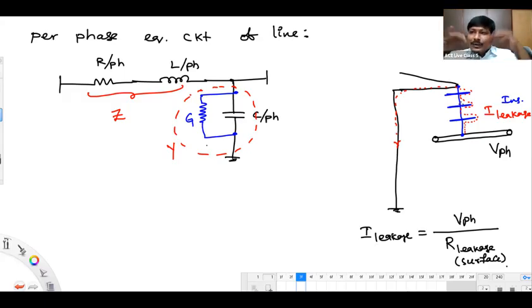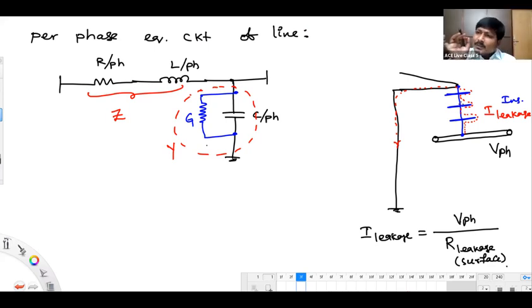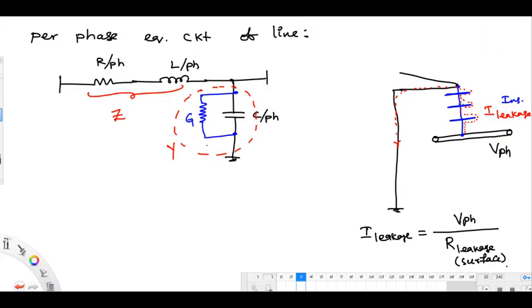Because it's the surrounding air, right? That resistivity is low compared to the insulator body. Because of that voltage application, definitely some small value of current will flow on the surface of the insulator according to that leakage resistance value. That's the leakage current that we are naming here.